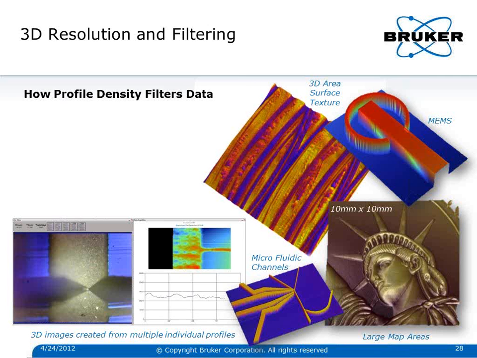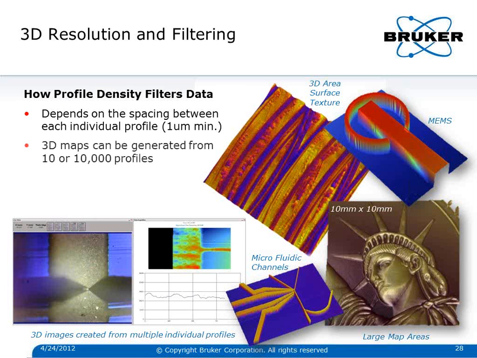So we're not only talking about filtering the data by applying cutoff filters, but the actual measurements themselves can act as a filter, or the methodology used can act as a filter. So again, it depends on the spacing between each individual profile. And in the case of the Dektak XT, the minimum spacing between each profile is 1 micron.